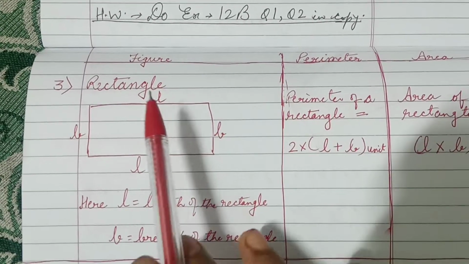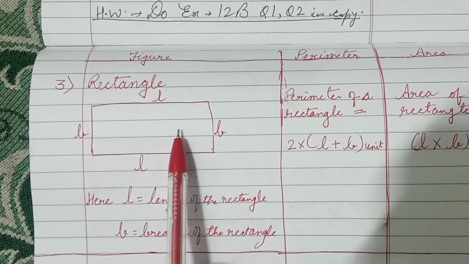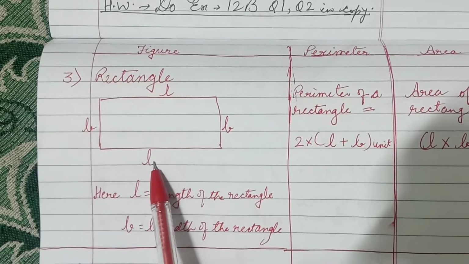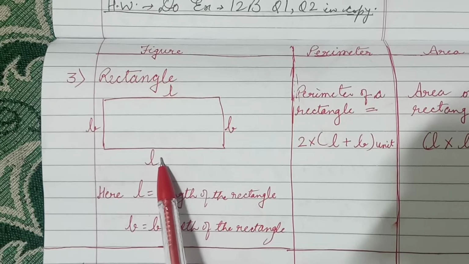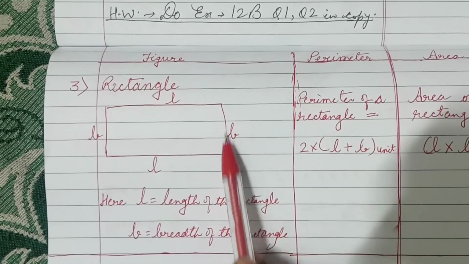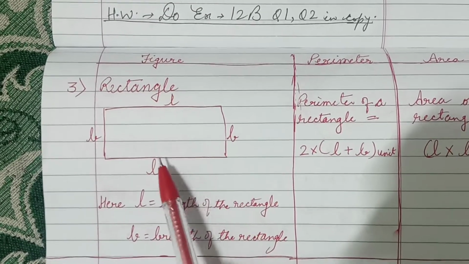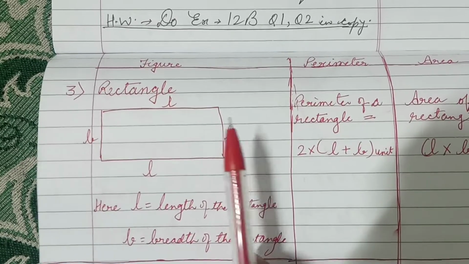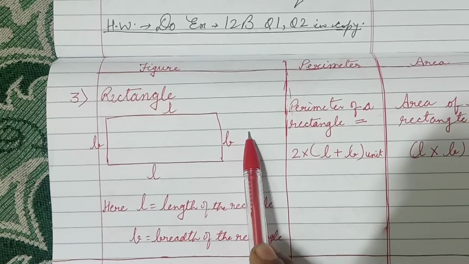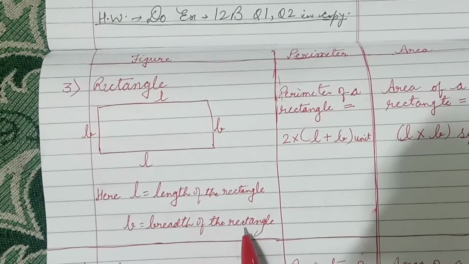Now children, we are moving to rectangle. Children, here it's a rectangle. So here, this is the length of the rectangle. We denote it with the letter small l. And this is the breadth of the rectangle. We denote it with small b. Okay. So there are four sides of a rectangle. And here this is length, this is length, this is breadth, this is breadth. So here l means length of the rectangle and b means breadth of the rectangle.